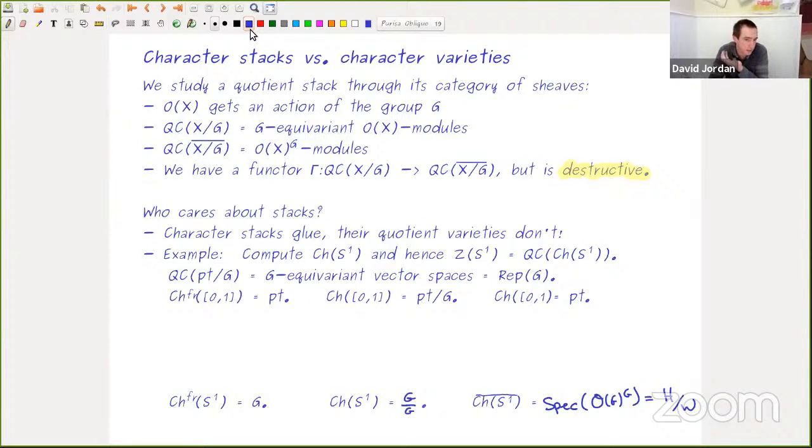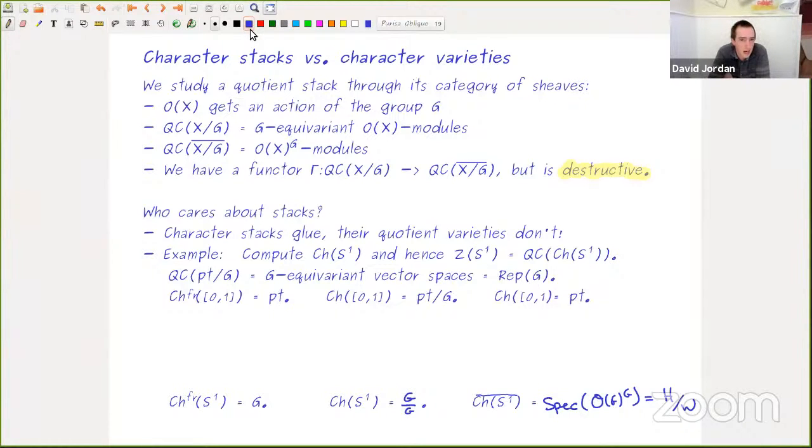And so when we study the stack X mod G, it's almost a definition that for quasi-coherent sheaves on the stack, you consider O of X modules which are G-equivariant. So it's a module for the algebra of functions on X. It's also a module for the group, and there's a compatibility there. And we study that. It's an abelian category, and that is the category of quasi-coherent sheaves on the stack.